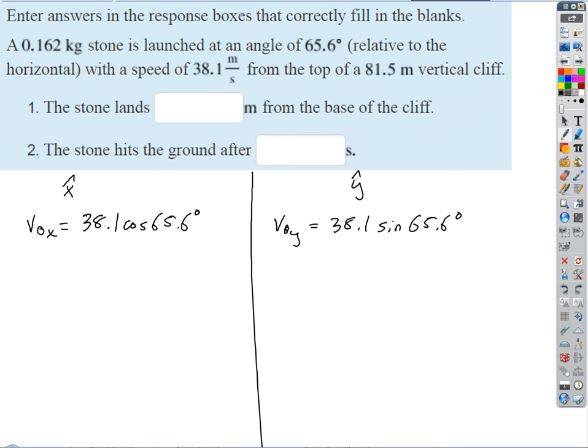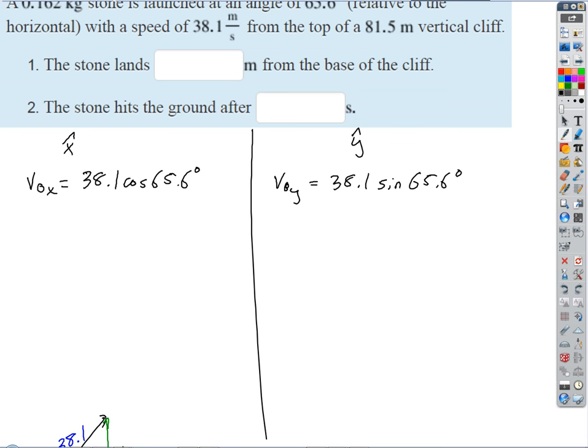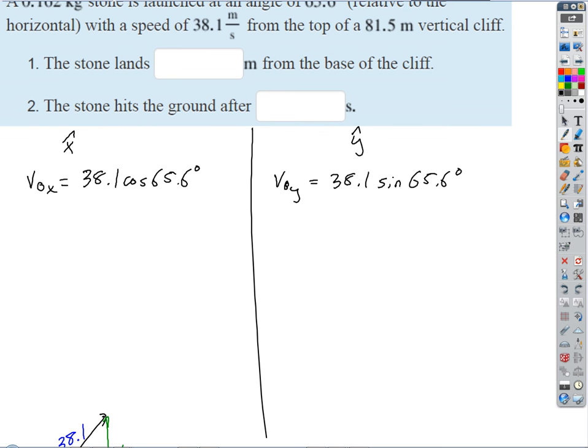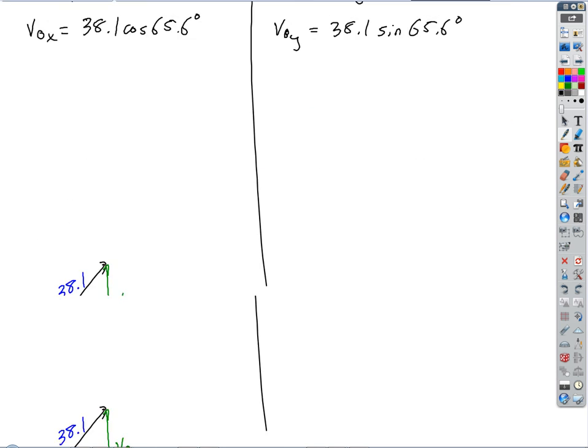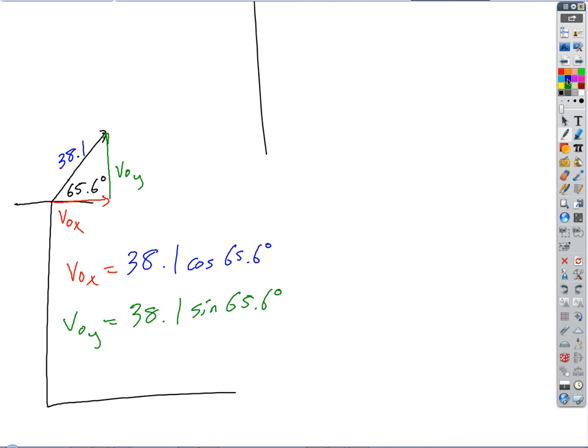Sam, tell me something else we know vertically with this problem. The distance. Okay, so we know the displacement. When this problem is over, the stone will have covered a vertical displacement, and it's negative, because the stone launches up in the air and comes back down. Vertically speaking, it started up here and ended up down there.